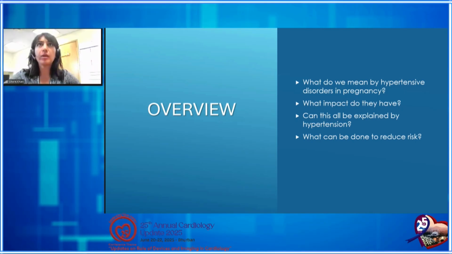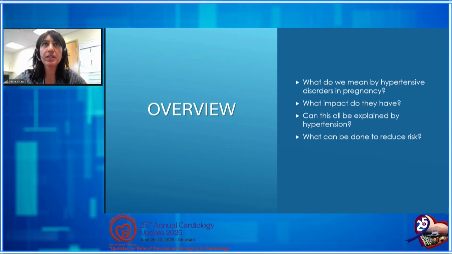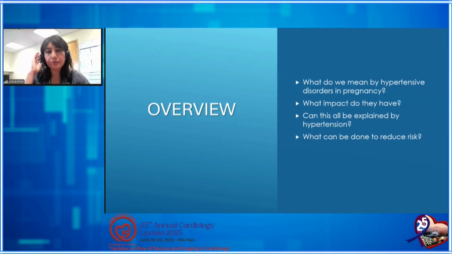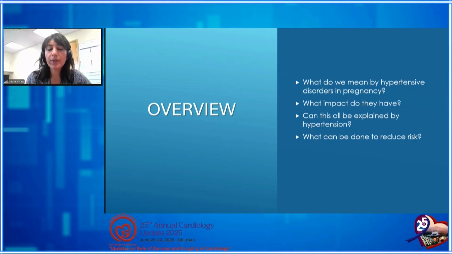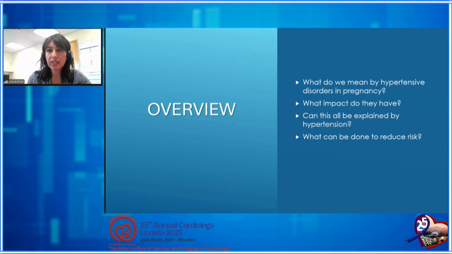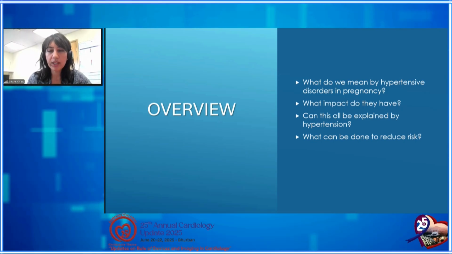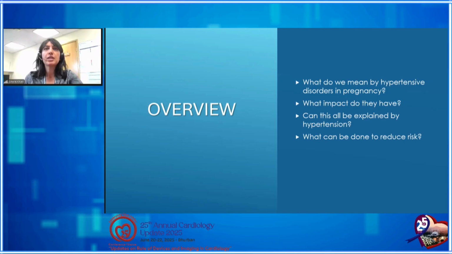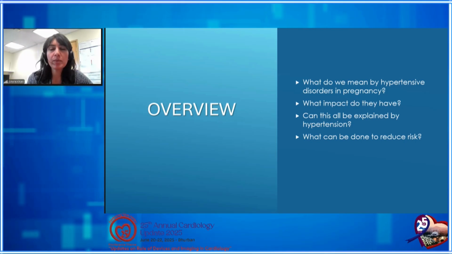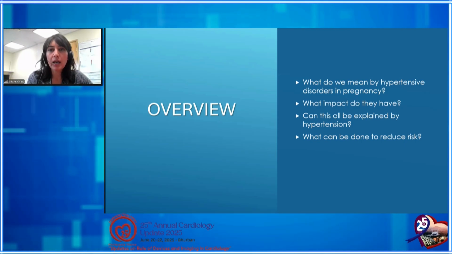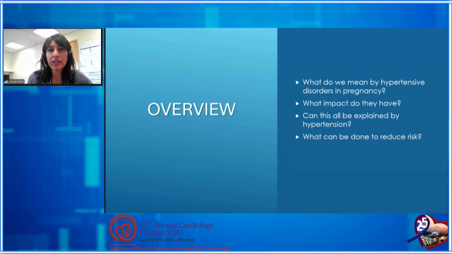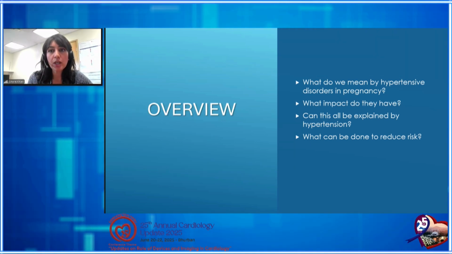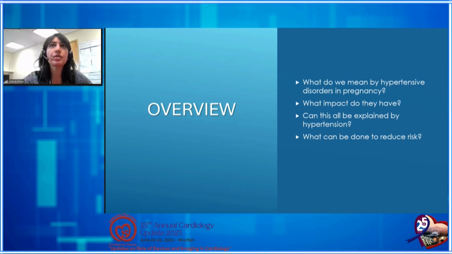So, what do we mean by hypertensive disorders in pregnancy? What impact do they have on women? Can I just check that everyone can see all of the text on the slide, that it's not being overlaid? Yes. Okay, fantastic. So, what impact do they have for women's cardiovascular health? And can they all just be explained by the mechanism of hypertension causing end organ damage? And then finally, what can be done to reduce the risk?